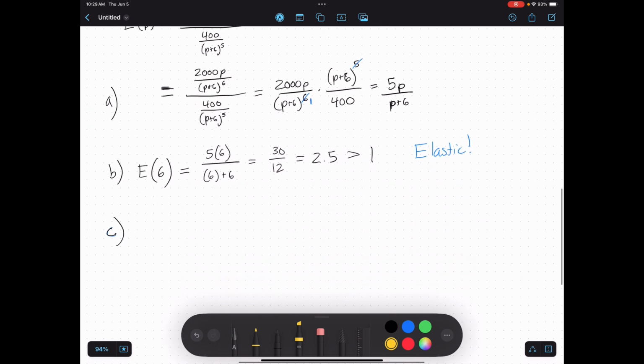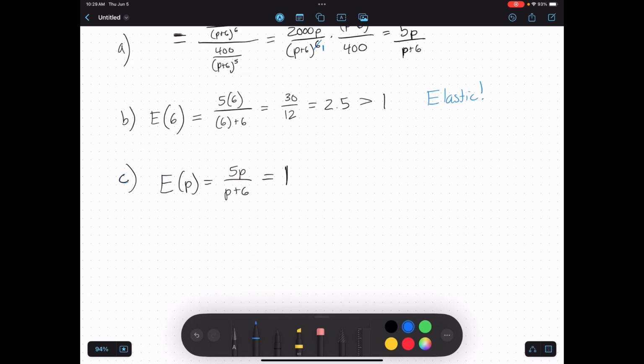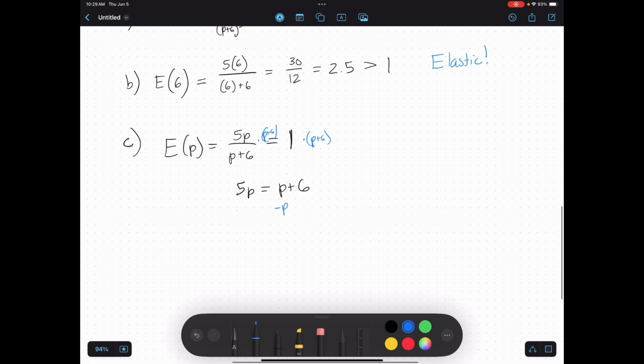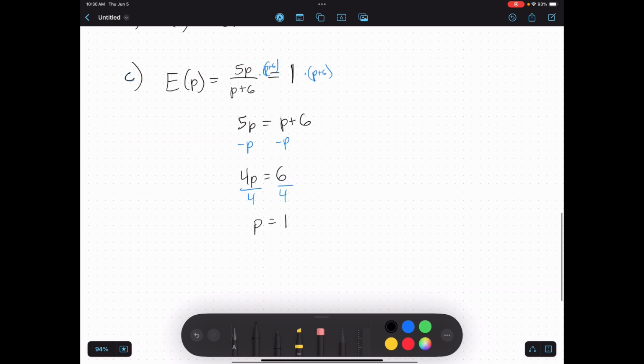price value. So I can actually solve for that. I can take my elasticity equation, which was 5p over p plus 6, and I can set that equal to 1 in order to solve for, okay, what price will give me unit elasticity? Then I can solve. The first thing I'll do is multiply both sides by p plus 6. Then I get 5p equals p plus 6. I'll subtract p from both sides, and I get 4p is equal to 6. Divide by 4, and I get p is equal to 1.5. So, in order to maximize revenue, you should sell it for $1.50.